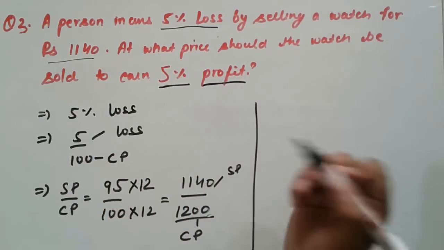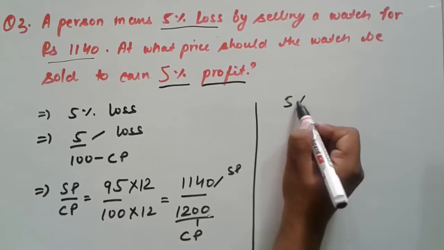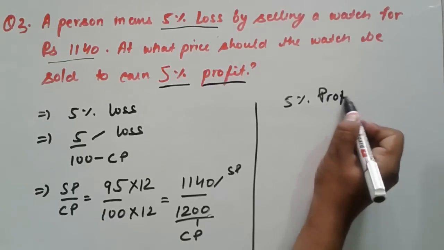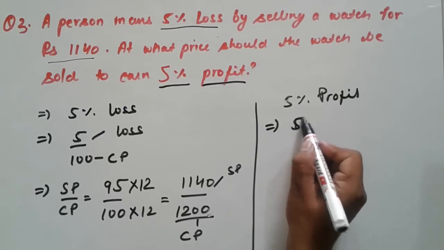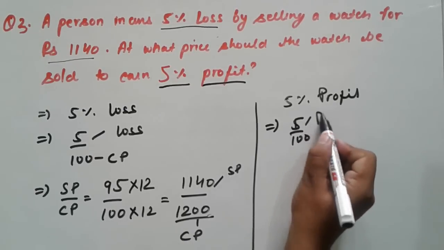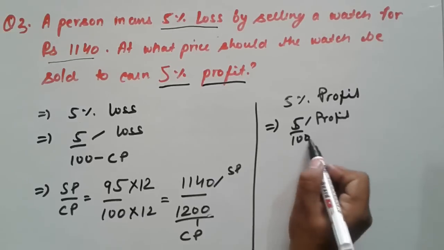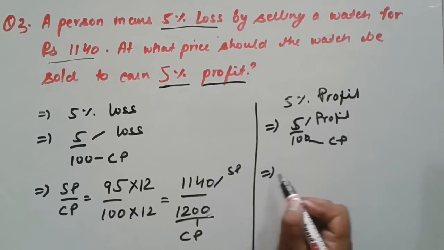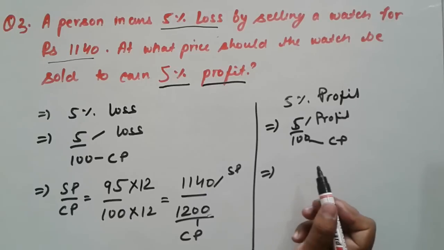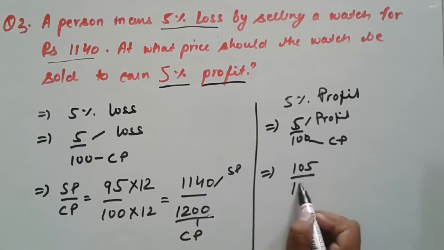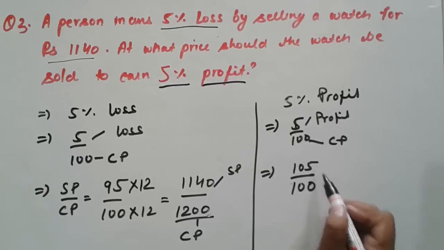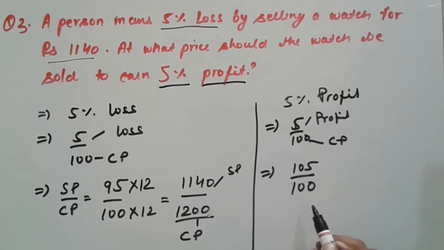For 5% profit, what should be our selling price? 5% profit, in ratio it's 5 by 100. It's profit, and the denominator is cost price. So we can find the ratio of selling price by cost price. Selling price would be 105 by 100. So it is the selling price and cost price ratio.